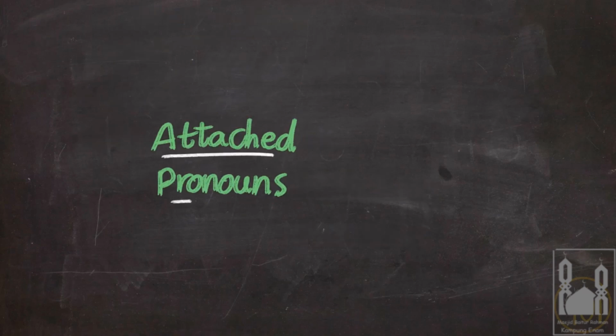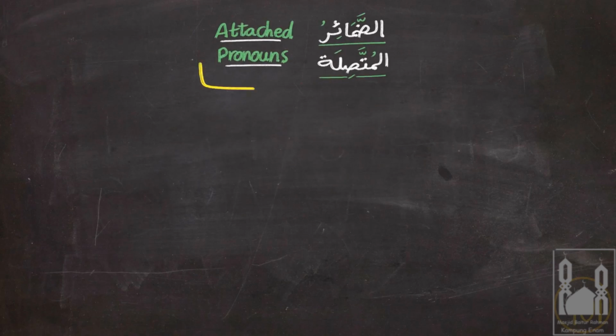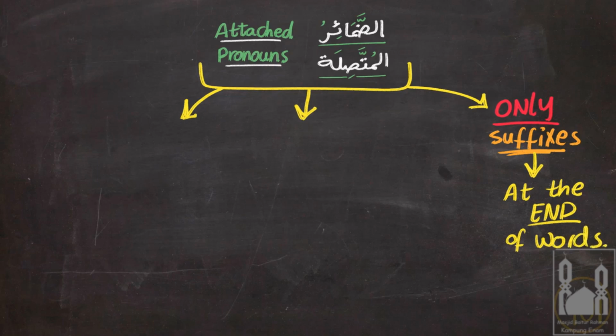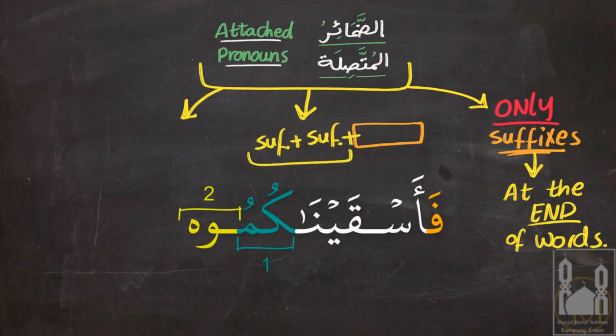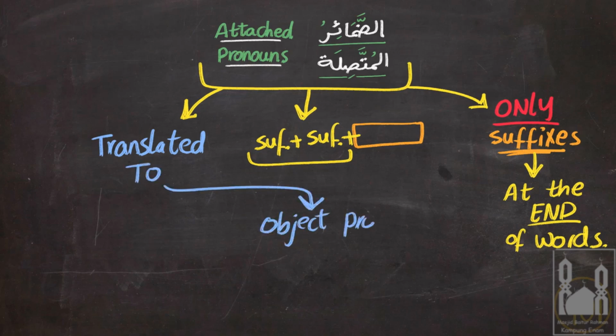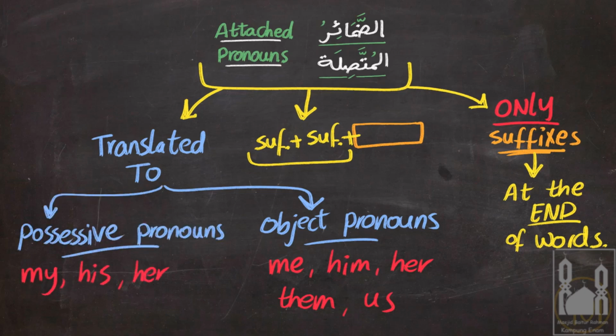Attached pronouns in Arabic means الضمائر المتصلة. And here are the 3 most important things you need to know about الضمائر المتصلة. The first thing is that in Arabic, attached pronouns only come as suffixes, which means that they only come at the end of words. Also, it is important to know that you can add up to 2 suffixes to a single word after one another. Last, attached pronouns in Arabic can be translated to object pronouns in English, so like me, him, her, them, and so on, or to possessive pronouns, so like my, his, their, our, and so on.